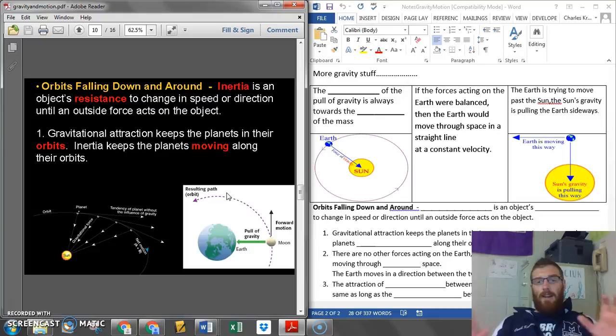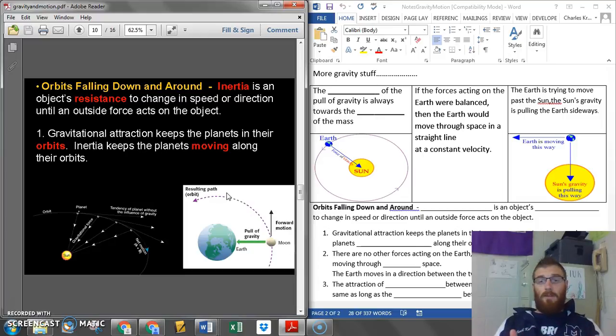We call this idea of wanting to continue on the same path that you're on inertia. And inertia is an object's resistance to change in speed or direction until acted upon by an outside force. Okay, this is also Newton's first law of motion when you get to physics. It says that an object in motion tends to stay in motion unless acted upon by an unbalanced force.